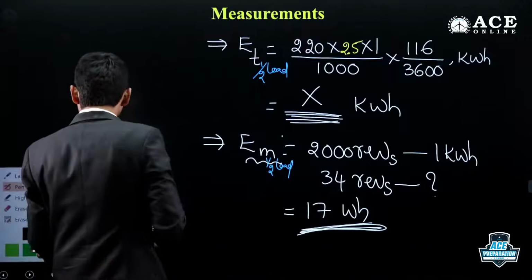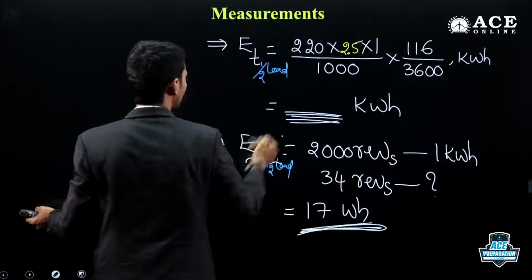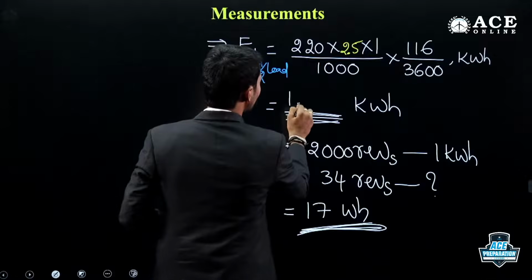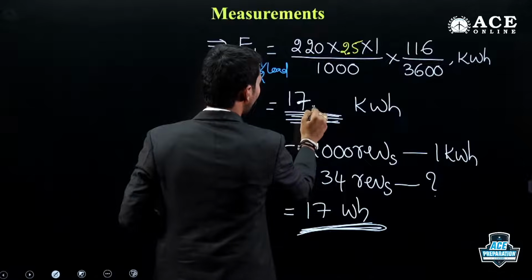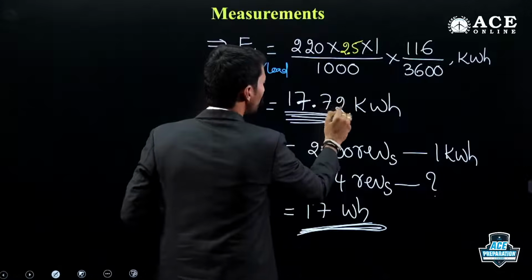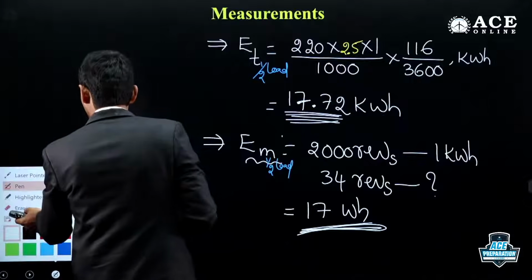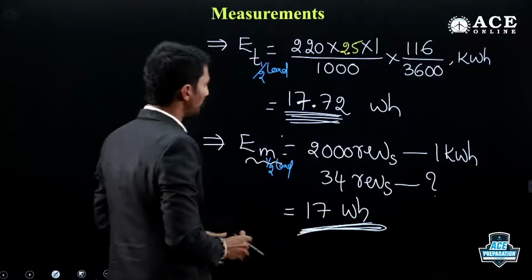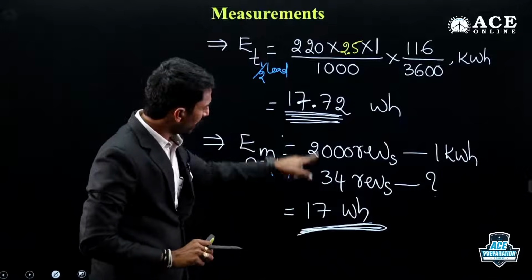Okay, right. Now the point here is, sir, if you are taking this, you will be getting approximately 17.72 into the kilo, and kilo and milli will be cancelled, so simply watt hours will be there. This is the value. Now check it here. Sir, measured value, true value.